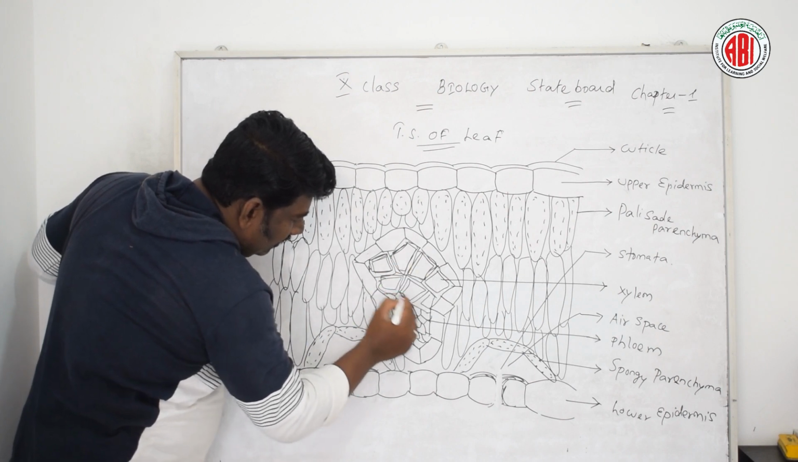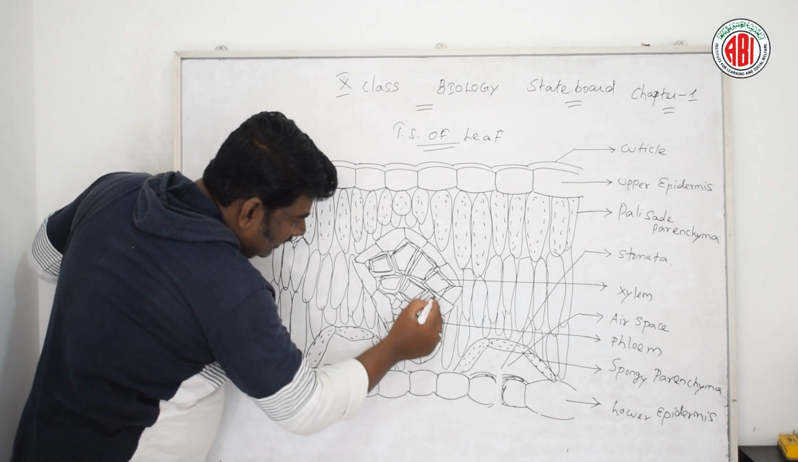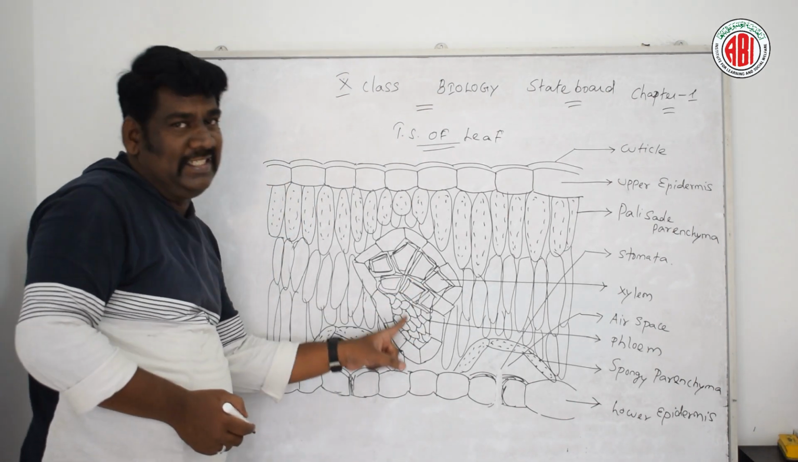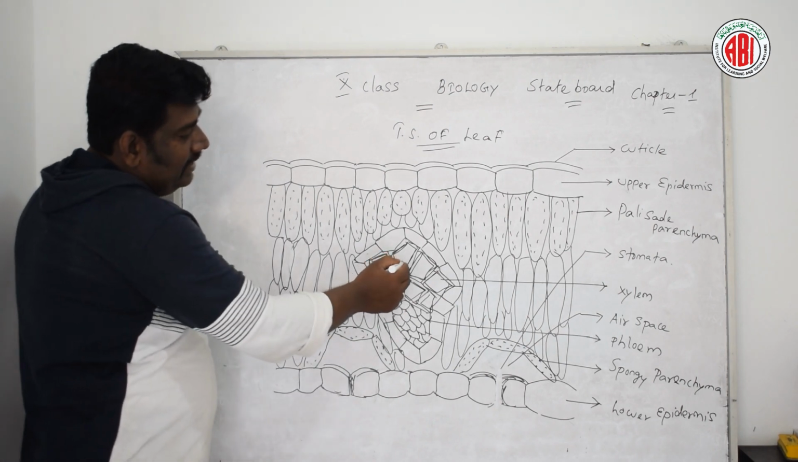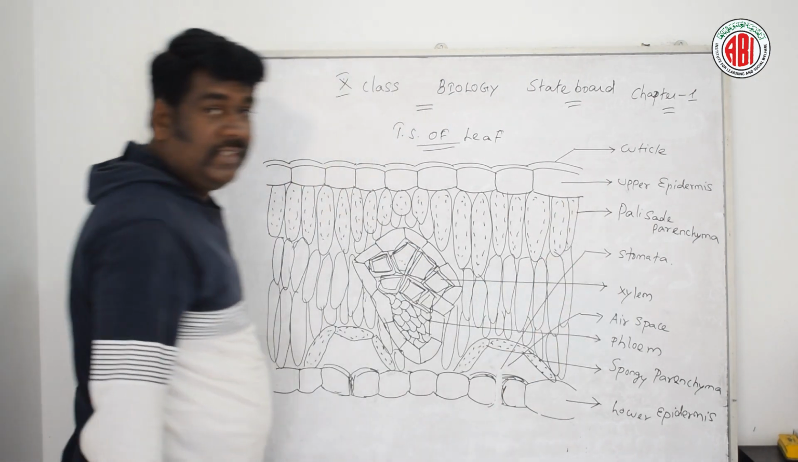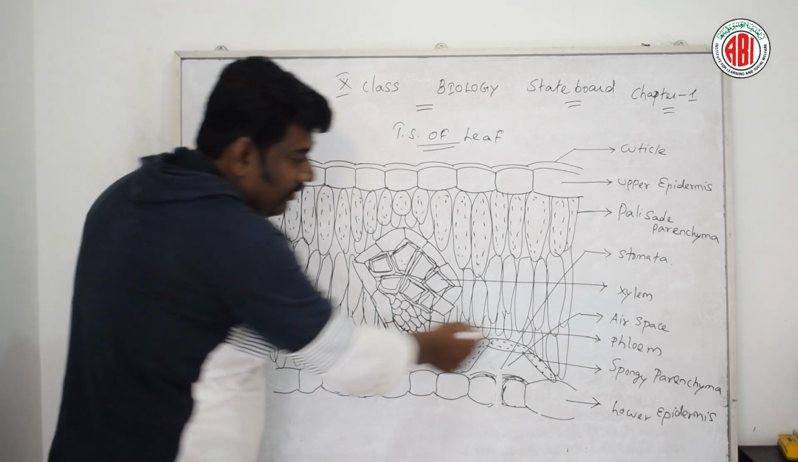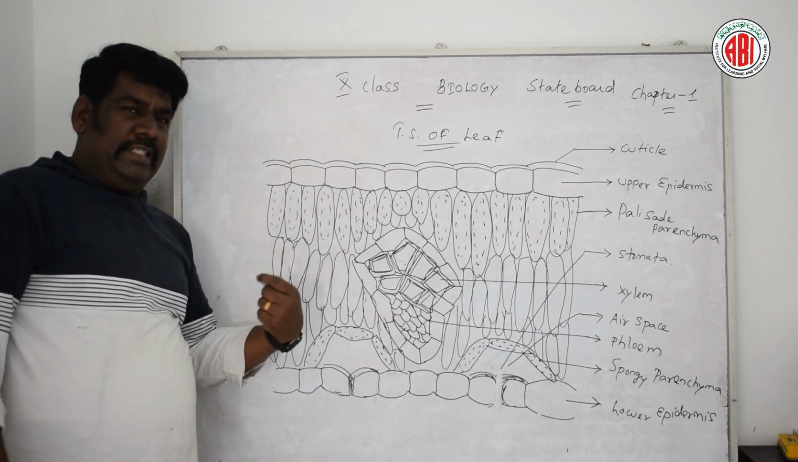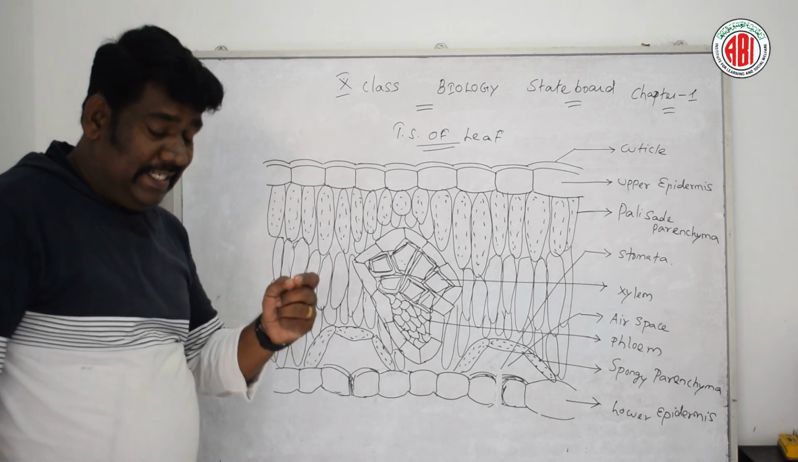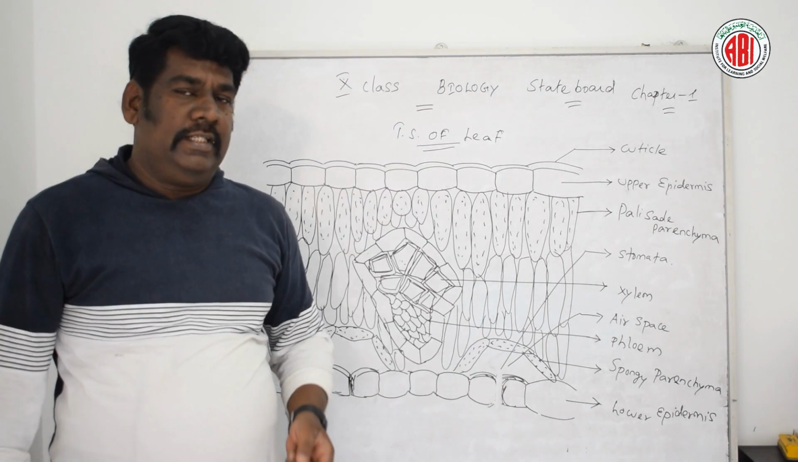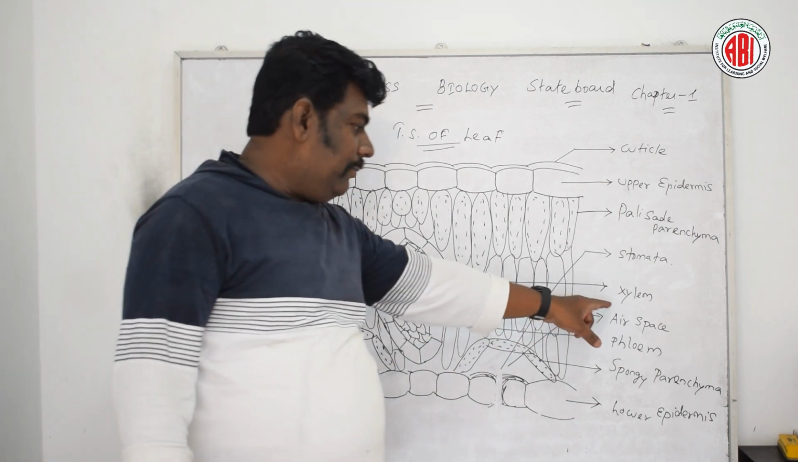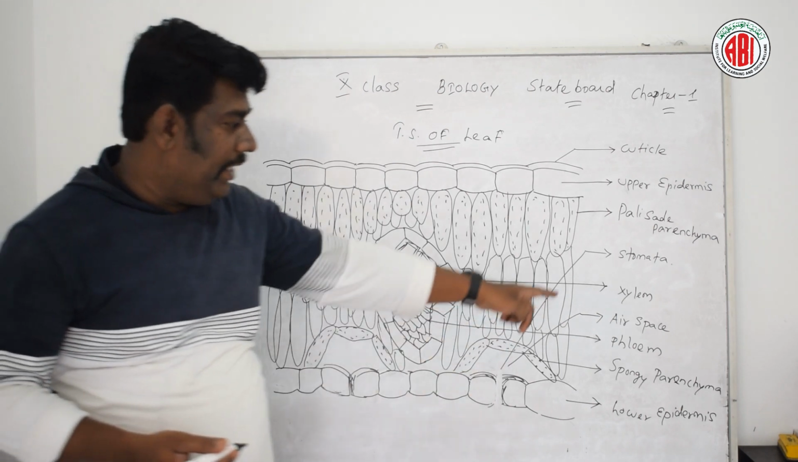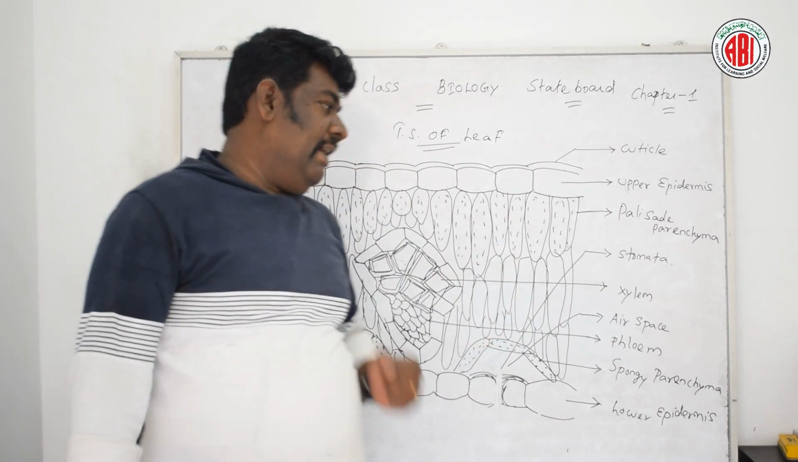These are very large size cells, and these are very small size cells, which are just below the large size cells. So the large size cells are called xylem. The small size cells are called phloem. Very simple. Xylem and phloem, what do they do? In the plant leaf, what is xylem supposed to do? It is conducting water. The major function of the xylem is conducting water.